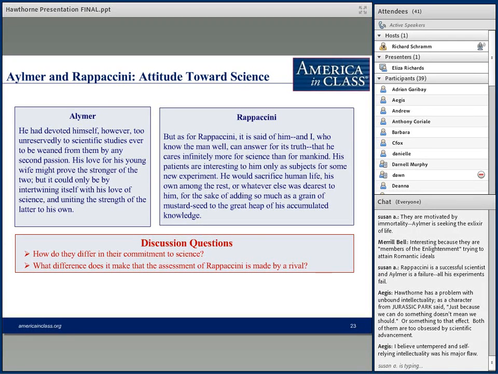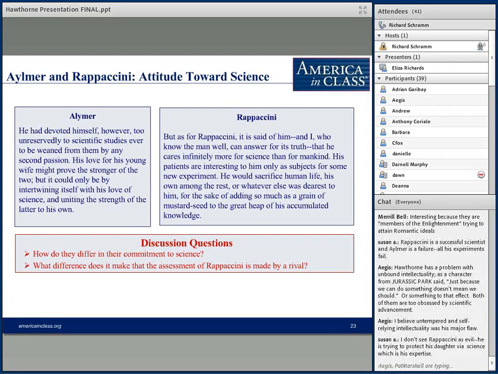While we're waiting for responses to that, we have a number of comments here. These two characters are interesting because they are members of the Enlightenment trying to obtain romantic ideals. That Enlightenment has come up twice now, and that's really interesting. I hadn't actually thought of Aylmer as an Enlightenment figure. He always struck me as more medieval. He's an alchemist, but it'd be interesting to think of him that way.